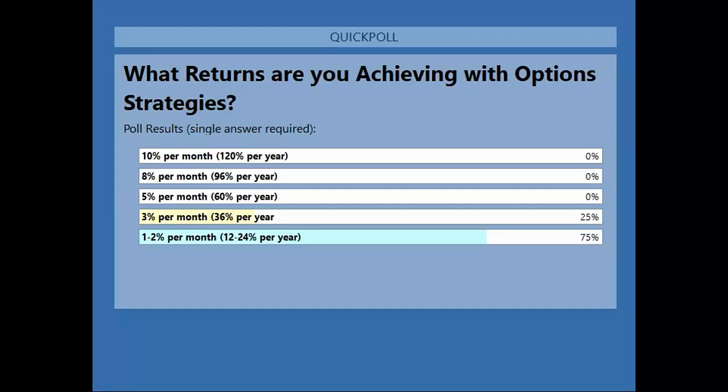Where's our disconnect? Well, 42% of us say that 20 to 25% is reasonable, and 42% said above 5% is just gravy. 75% of us are making 1 to 2% per month. So that's close to that 20 to 24%, maybe 12 and so forth, in that range. 25% are doing great. You're doing fantastic. 3% per month or about 36% per year. You're in that higher range, that 8% that answered that they think 30 to 35% is reasonable. You're actually achieving that. That is amazing. That is great. No one expects 5% per month, 8% per month, or 10%, but no one's achieving that.